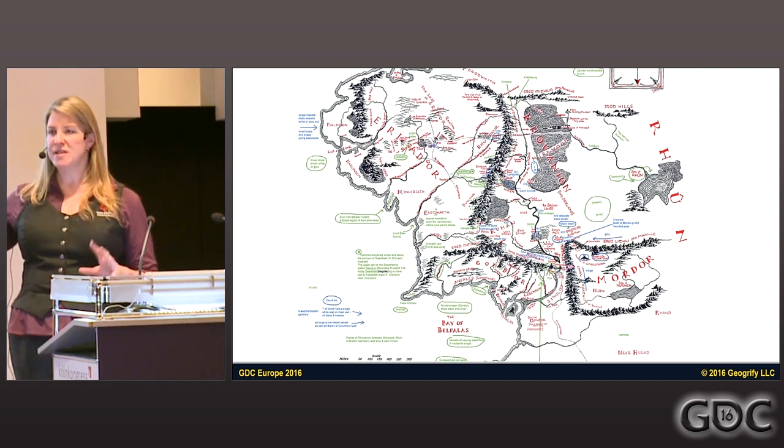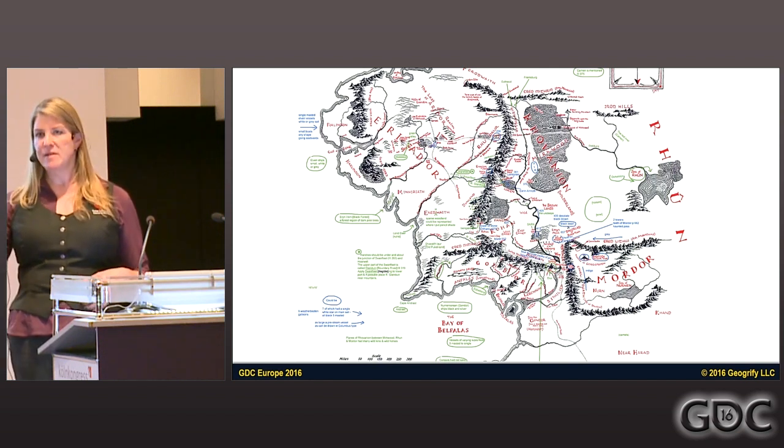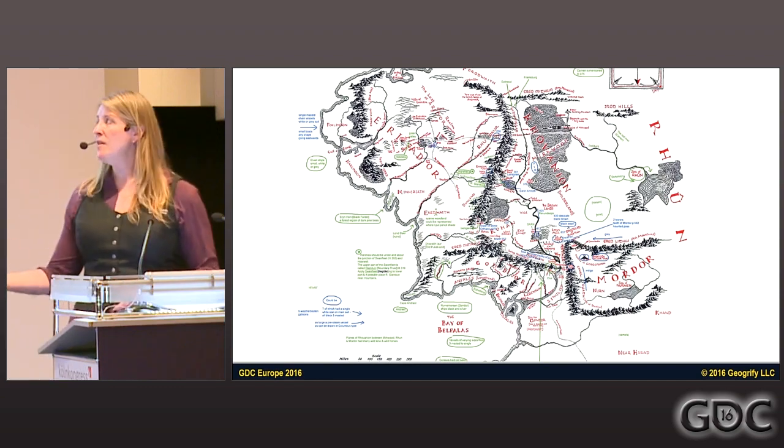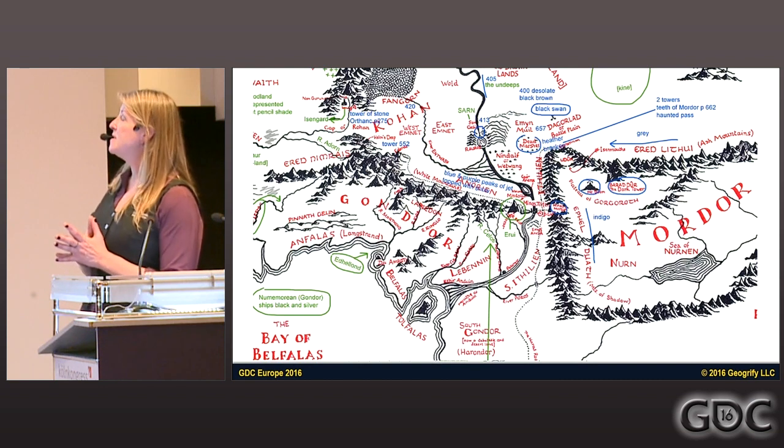And of course, it's not just the map alone that creates the reality of Middle-earth. It's also the narrative, it's the characters, it's the history, it's the lore, it's the language, it's all the other layers that Tolkien created to make this a very real feeling kind of place.